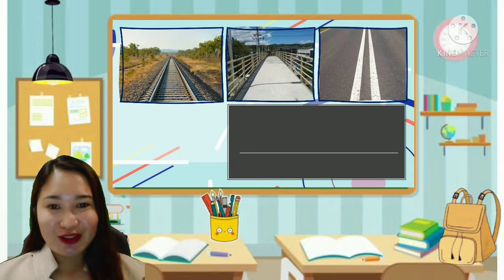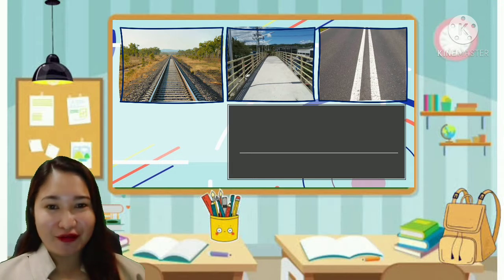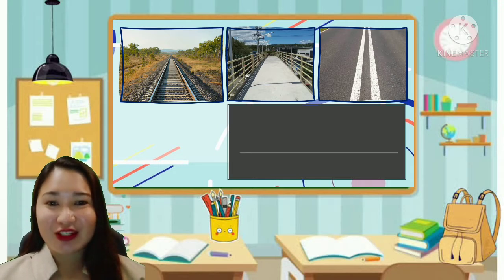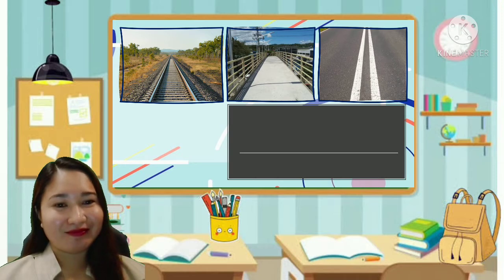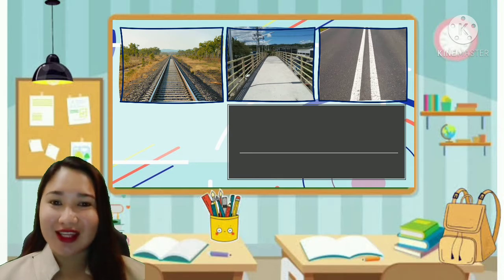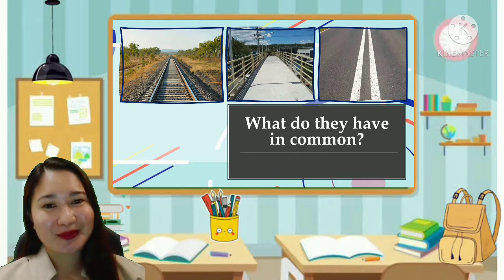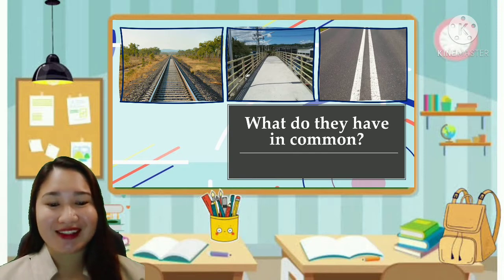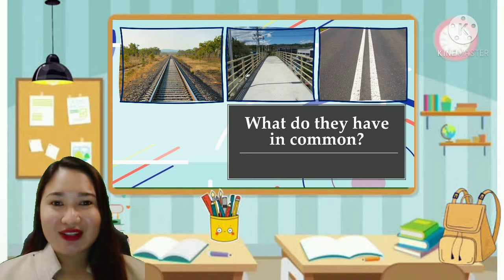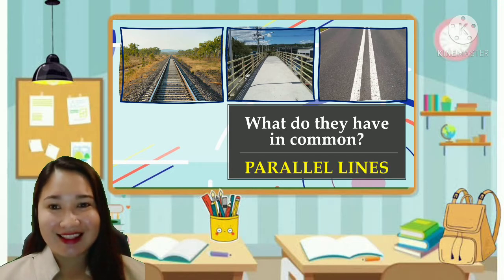Look at the following illustrations. What can you see in the first picture? That's right, it's a railway. How about in the second picture? Correct, it's a footbridge. How about in the third picture? That's right. It's a road mark display. The question is, what do they have in common? Very good. These three illustrations show parallel lines.